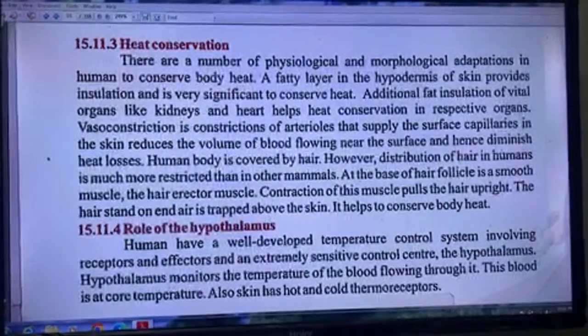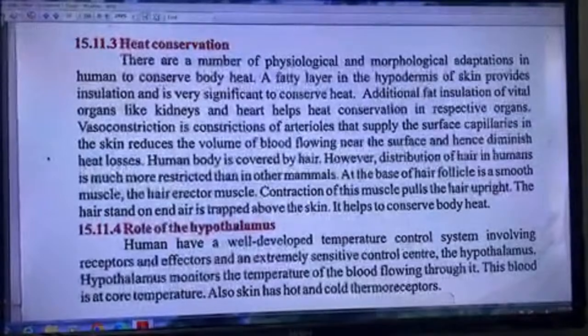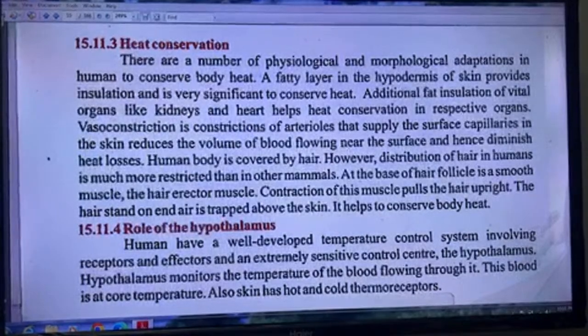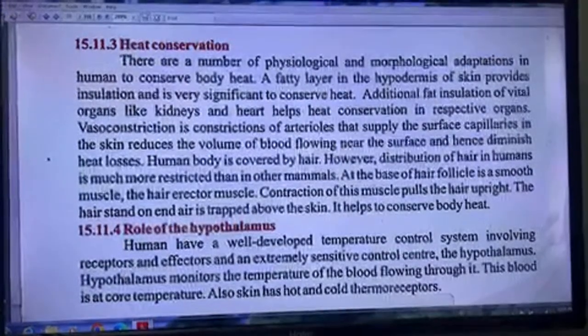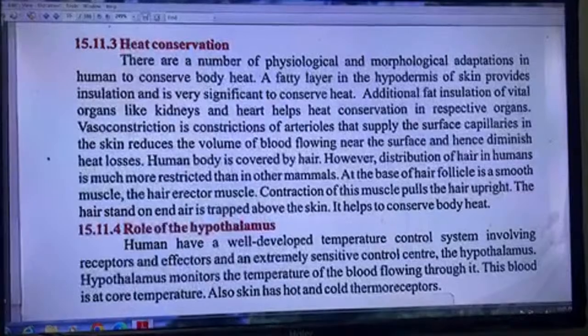The human body is covered by hair. However, distribution of hair in humans is much more restricted than in other mammals. At the base of the hair follicle is a smooth muscle, the hair erector muscle. Contraction of this muscle pulls the hair upright. The hair stands on end and air is trapped above the skin. It helps to conserve body heat.